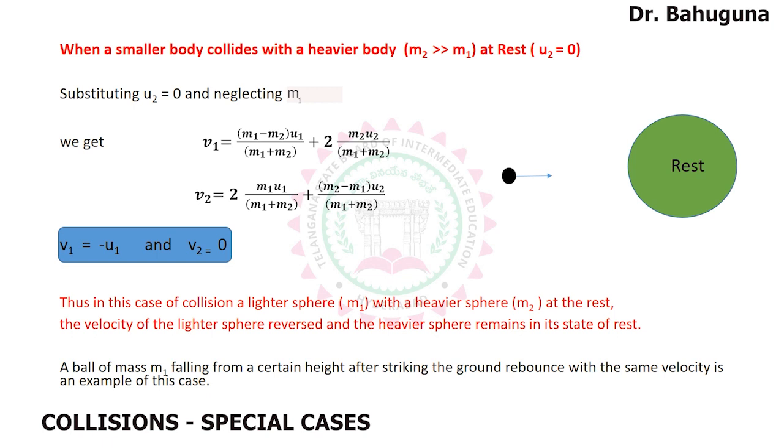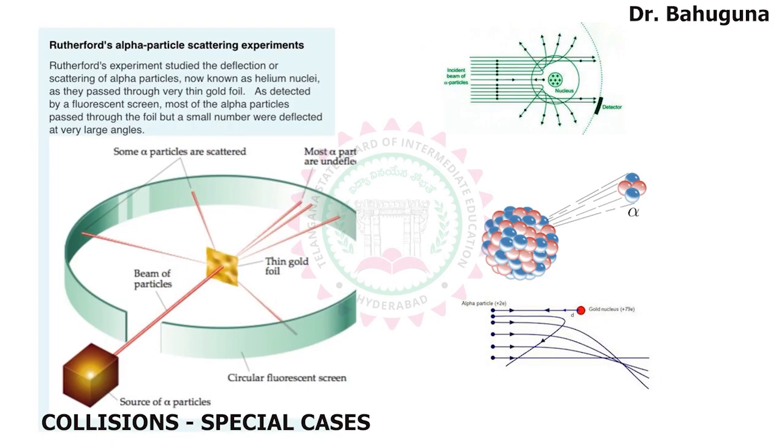Similarly, when a ball of mass m1 is falling from a certain height, after striking the ground, it rebounds with the same velocity. It's another example of how it will be given in the examination. A neutron is hitting a heavier nucleus at rest. What is happening to the nucleus? Nothing. But the neutron comes back with the same velocity in the opposite direction. So you have to understand these applications. When a lighter body hits a heavier body at rest, the heavier body stays at rest, but the lighter body bounces back with the same velocity.